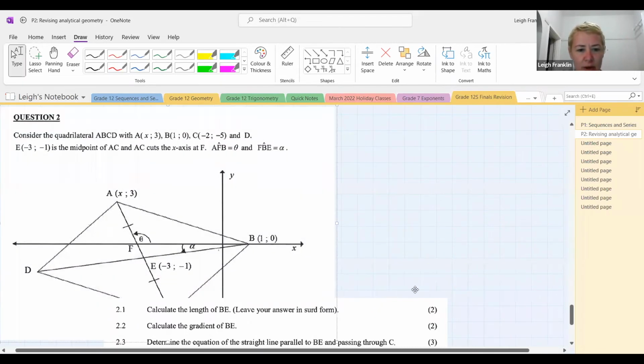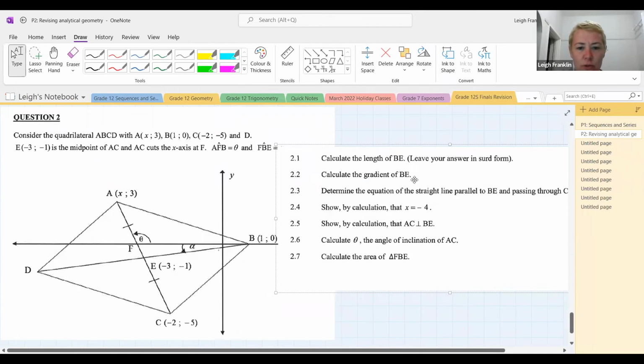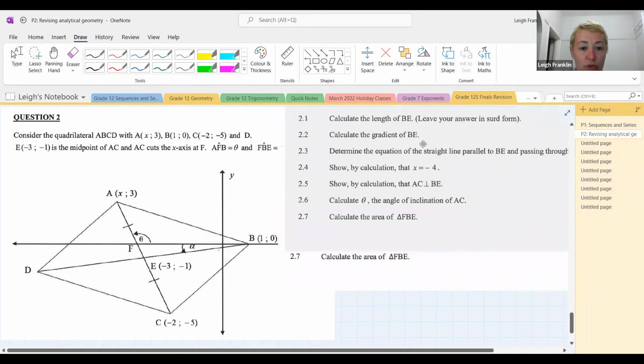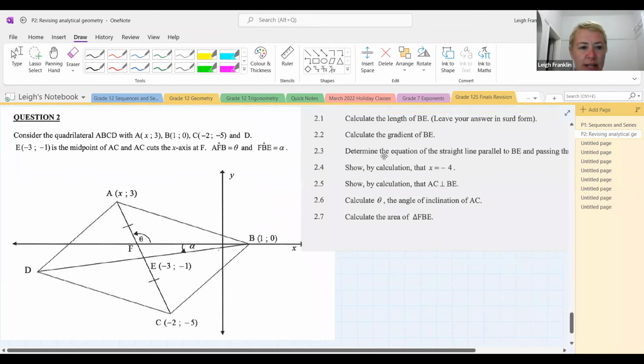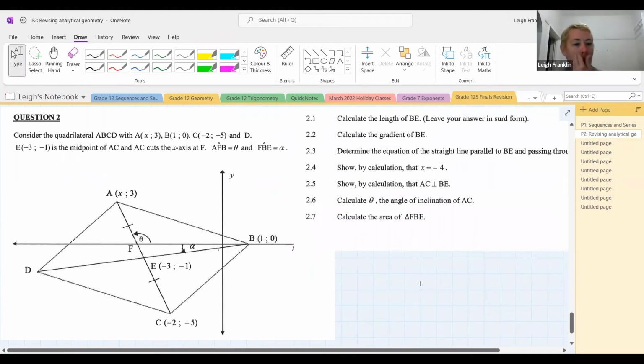Okay, so here we have got a quadrilateral. Notice they say quadrilateral, guys. They don't say that it is a parallelogram or anything like that just yet. Quadrilateral ABCD. A has coordinates x and 3, B has coordinates 1 and 0, C has coordinates -2 and -5, and then there's point D. E is the midpoint of AC, and AC cuts the x-axis at F. AFB is theta, FBE is alpha.